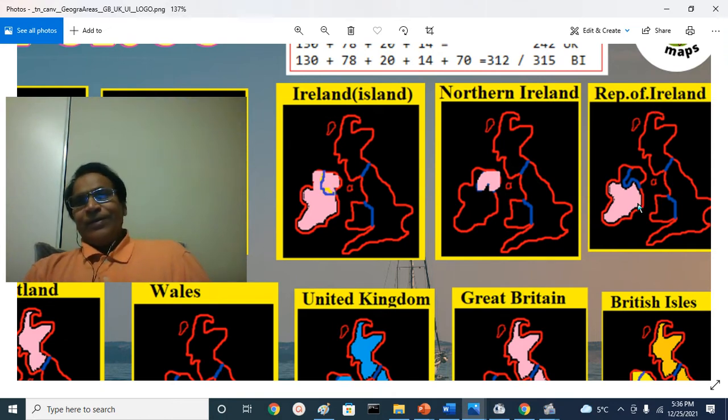The entire island has four distinct regions. The northern portion, that is under Britain's control, is Ulster. The southern portion is called Munster. The western portion is called Connaught. The eastern portion is called Leinster. Leinster, Ulster, Munster and Connaught. In the eastern portion, opposite to Connaught, there is a big city called Dublin.